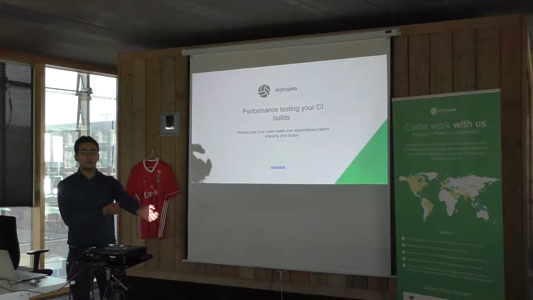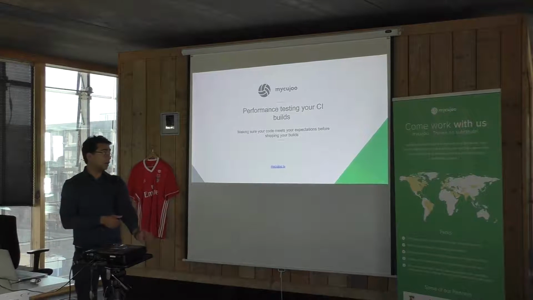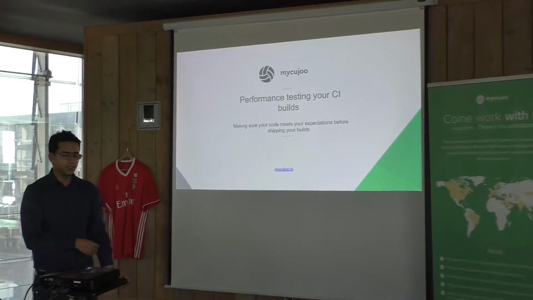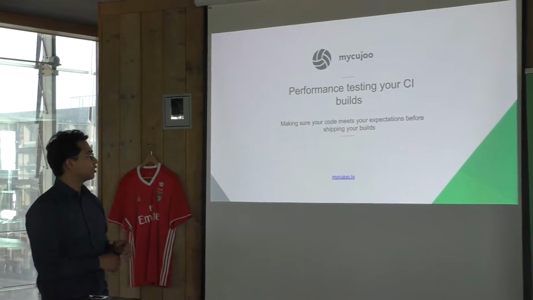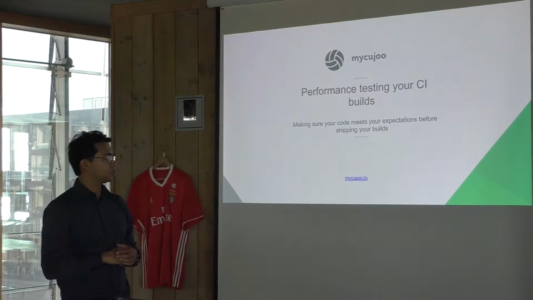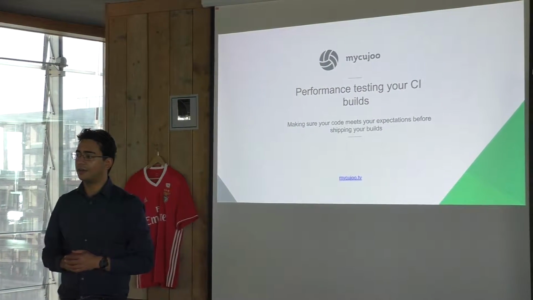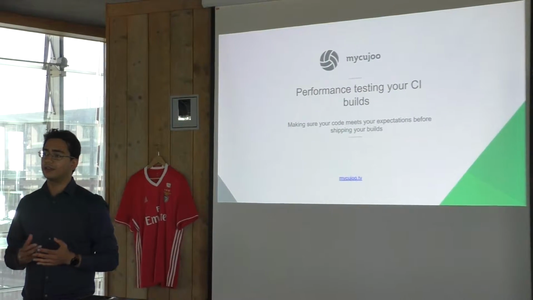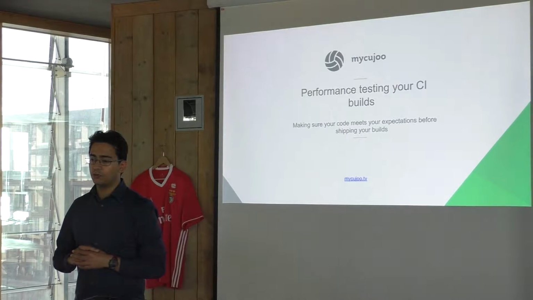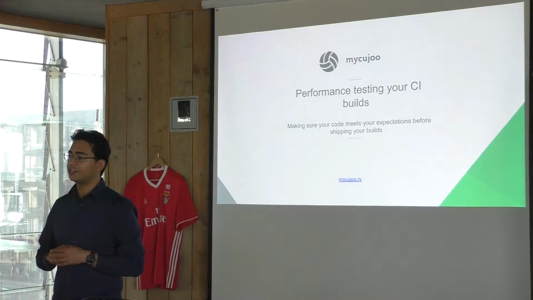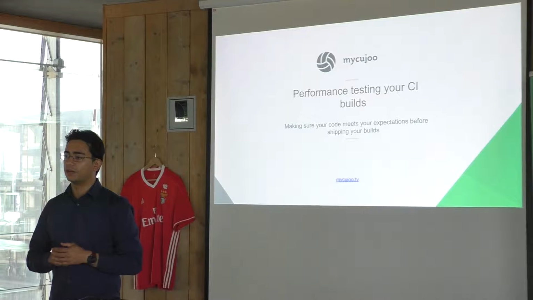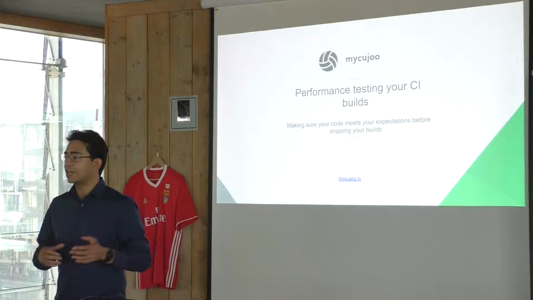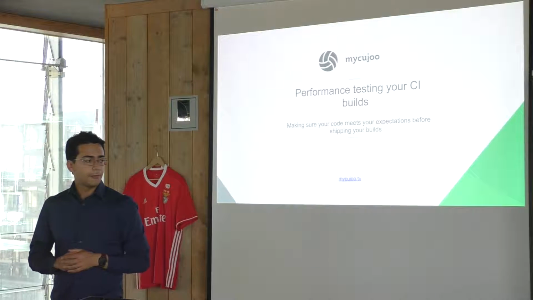Today I just want to briefly discuss automated performance testing in your CI builds. The tagline is making sure your code meets your expectations before shipping your builds. Basically, what I want to talk about is that if you performance profile your application, so you know what to expect from some of the routes of your APIs or something like that, it's especially handy for APIs.